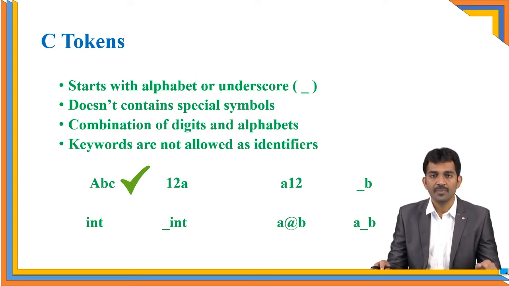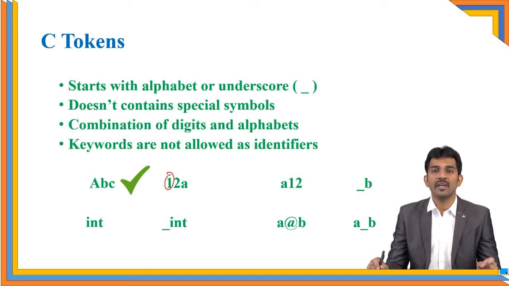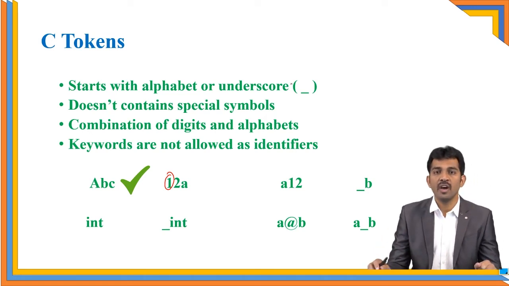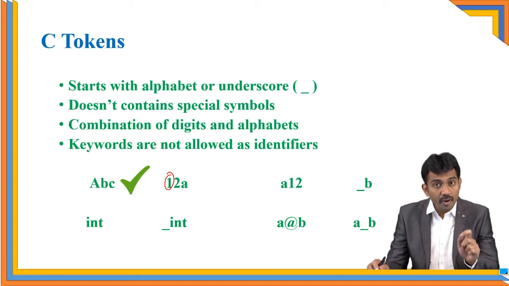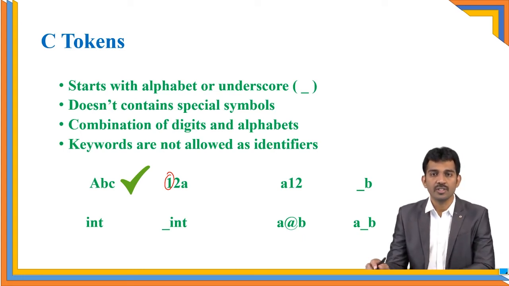Coming to 12A. It should start with an alphabet or underscore, but it starts with 1. It starts with 1, which means this is not a valid identifier. The reason is that it violates the first rule. What is the rule I have given? It starts with an alphabet or underscore, but this starts with 12, a number. That is why it is not a valid identifier.